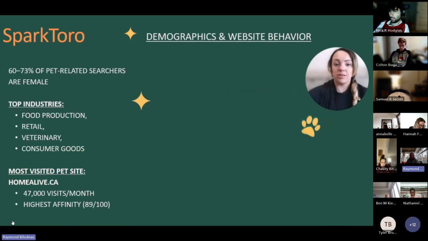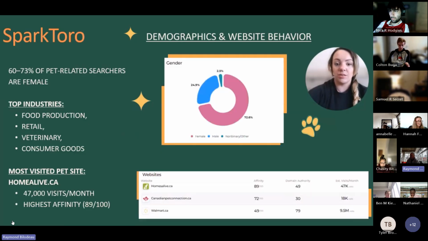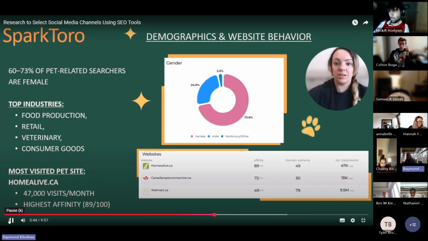Next, we looked at demographic and website behavior. Most people searching for pet products were women, making up around 60 to 73%, depending on the keyword. The most common industries they worked in were food production, retail, and veterinary.